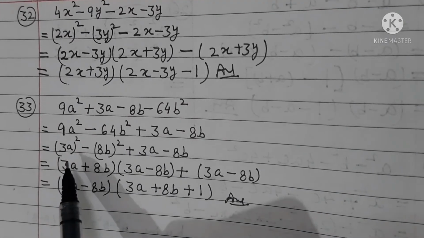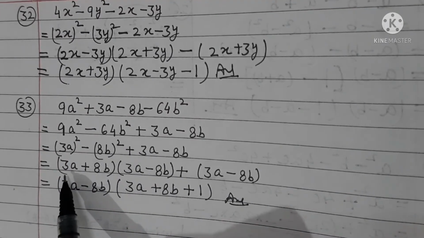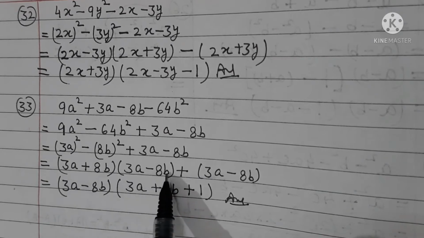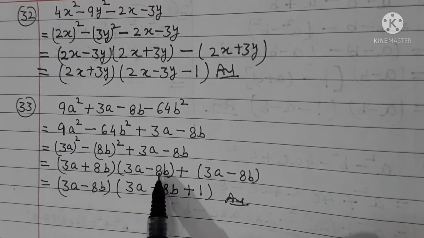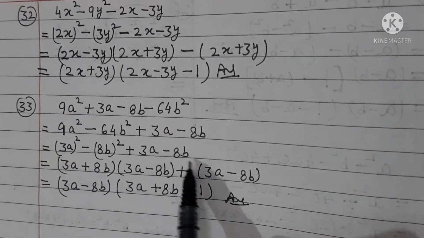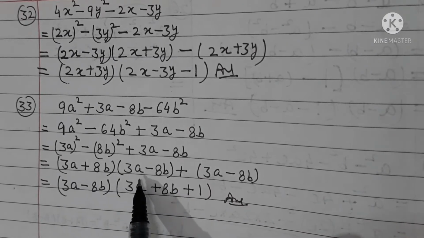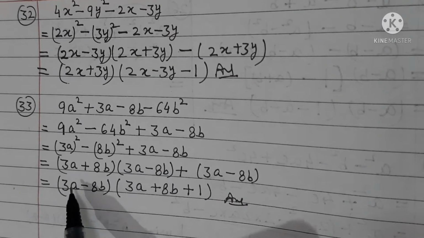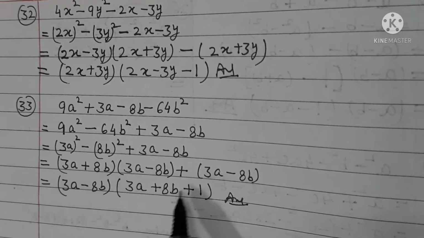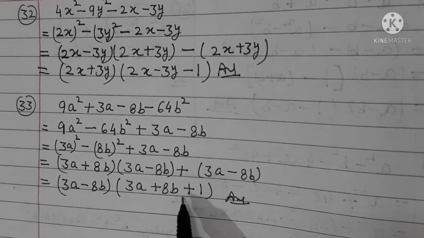See the steps. This is a square minus b square. So open this as a plus b and a minus b using the identity, and here 3a minus 8b put in the bracket. So here 3a minus 8b is common and the remaining part is 3a plus 8b, and here 1.